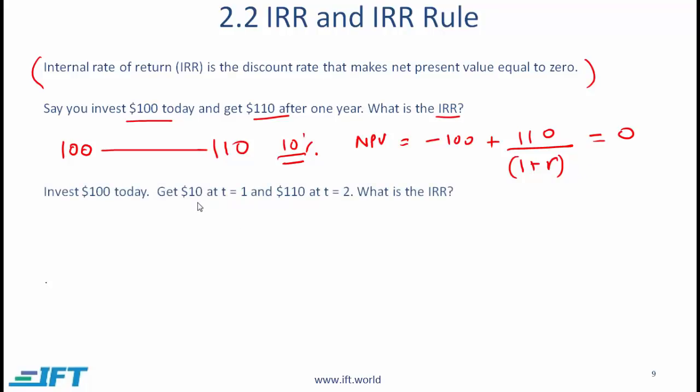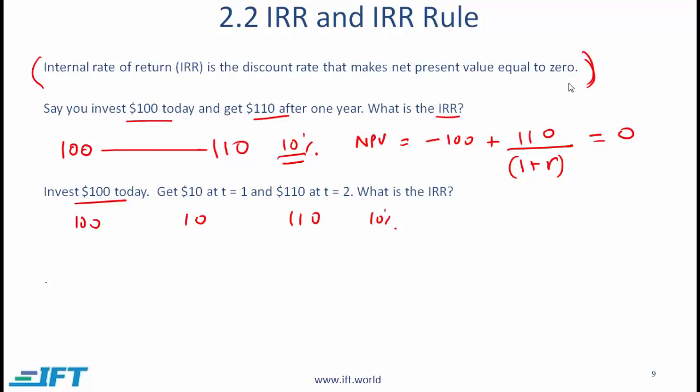Take another simple example. You invest 100 today, and then after 1 year you get 10. After 2 years you get 110, which is essentially 10% of 100 plus the 100 back. Here again, clearly the return is 10%, so your IRR is 10%.